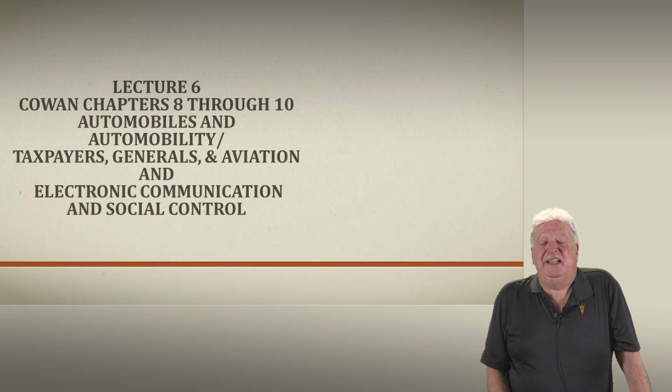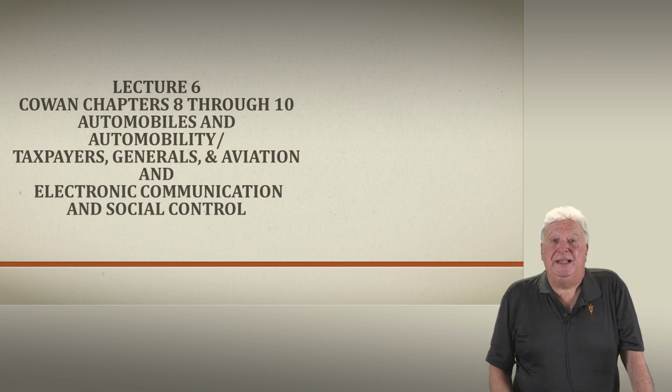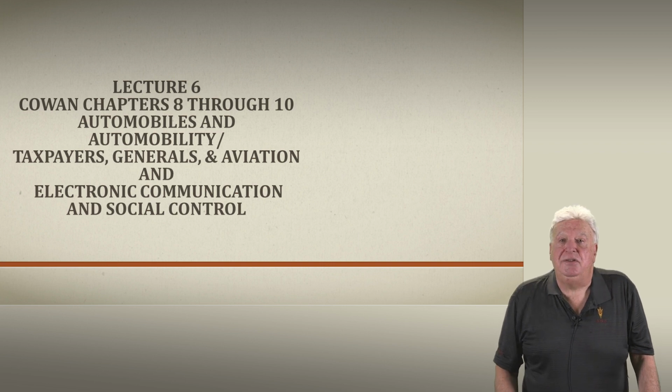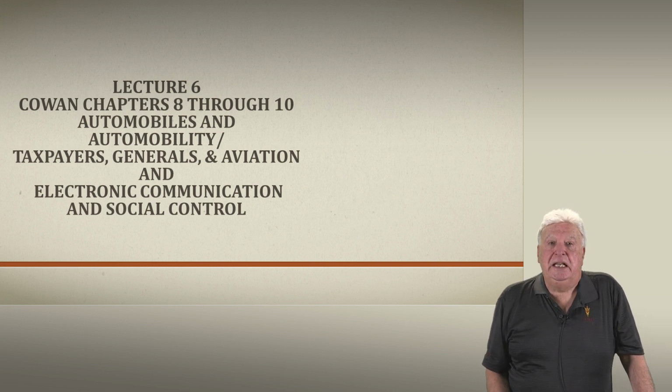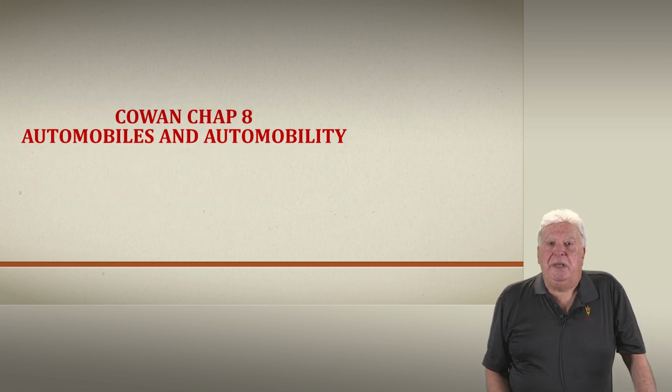Welcome back. Today I will be discussing Cowan chapters 8 through 10, namely automobiles and automobility, taxpayers, generals, and electronic communication and social control. And okay, so let's move ahead.